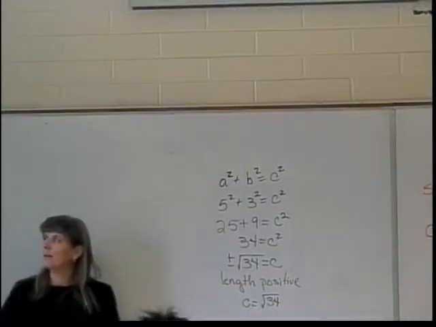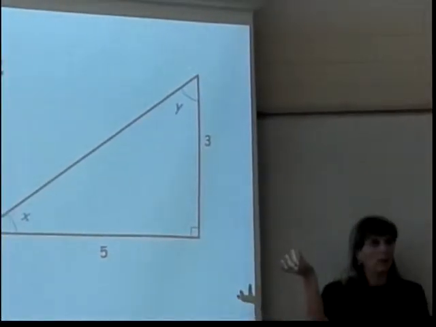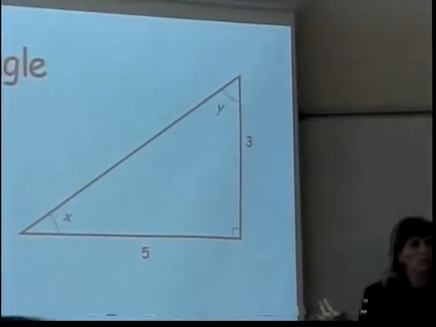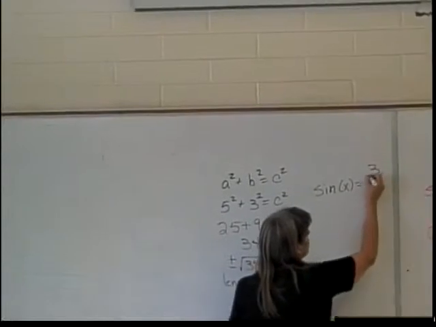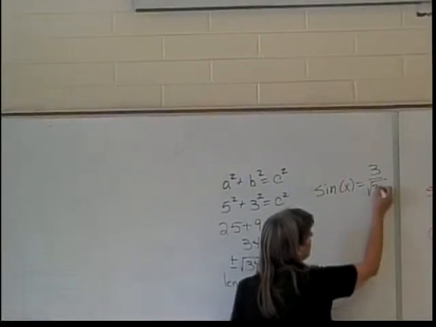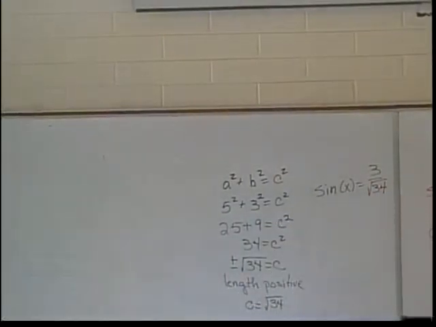So, now what? Sine of x. I should be able to do that, right? What will the sine of x be in this problem? 3 over the square root of 34. All right.